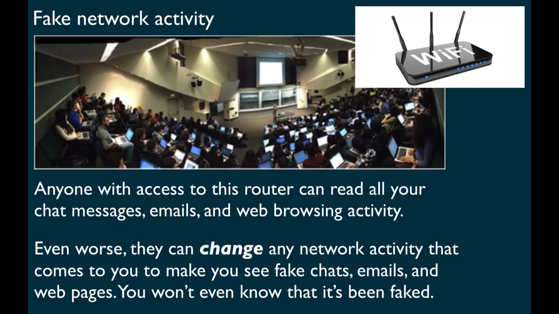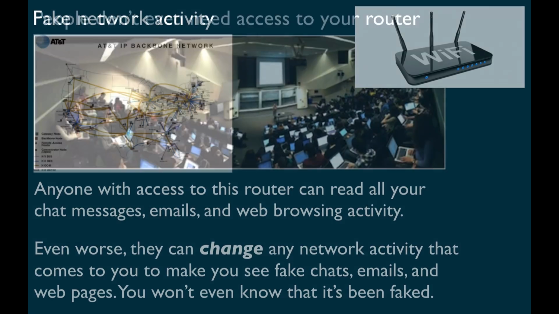I mean, you can imagine you're in this classroom, you're browsing the web somewhere, and someone takes over this router and makes a fake version of apple.com, right? So that everyone here, if you go to apple.com, you're actually seeing the fake Apple, and then you get your credit card stolen or whatever. And it's just because of the internet infrastructure you're using. So network activity can be faked.